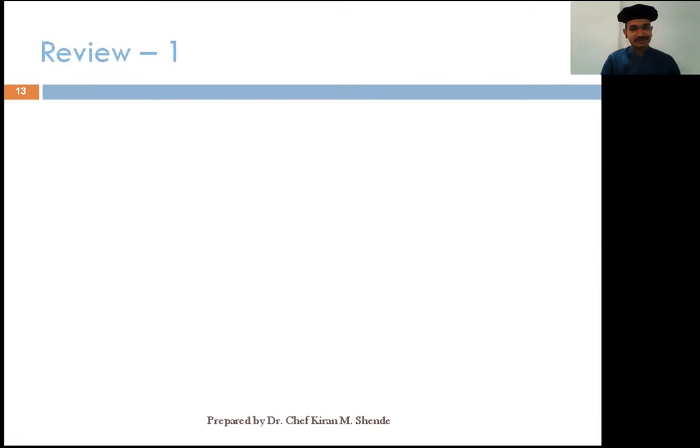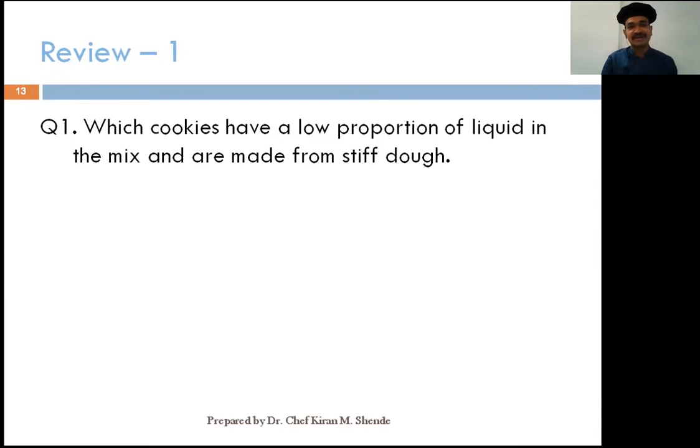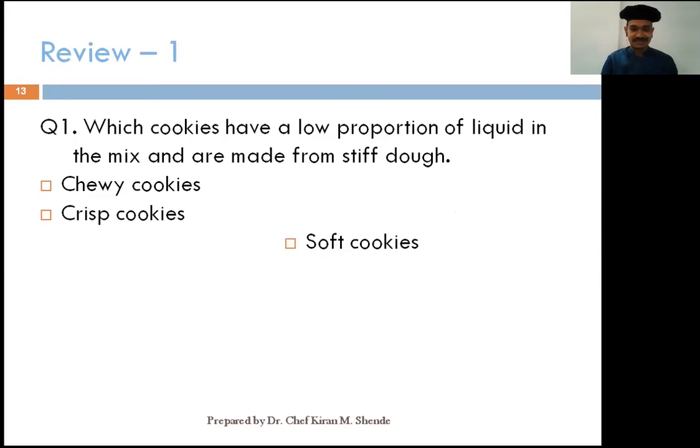On that very note, let us have a quick review or a quiz which will help you understand the level of your understanding today. So my question number 1 to you is, which cookies have a low proportion of liquid in the mix and are made from stiff dough? The options are chewy cookies, crisp cookies, and soft cookies. Think, students, the answer will be shortly given to you.